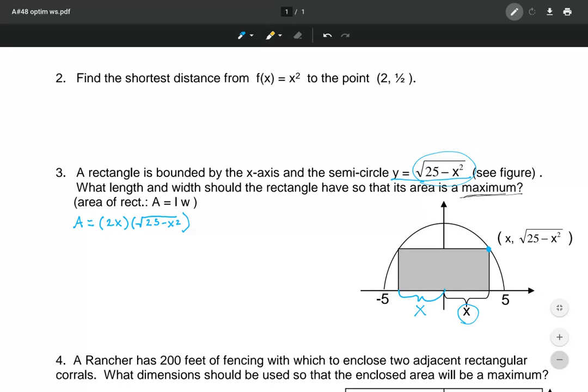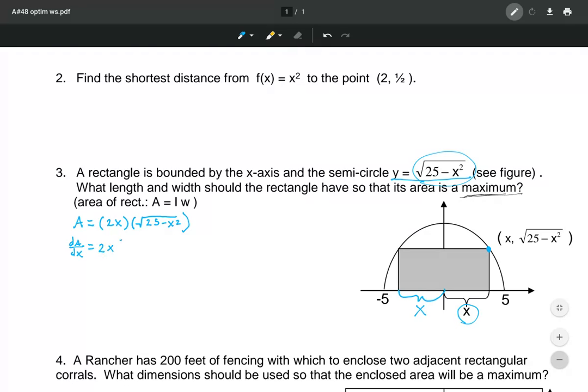So I can go ahead and remember the steps. I need to find a formula that relates what I'm talking about to maximize or minimize. And then I need to take the derivative of that formula and set the derivative equal to 0 and solve for x in this case. Okay, so I'm going to take the derivative of area with respect to x. I'm going to call this dA/dx. And I'm going to do the product rule.